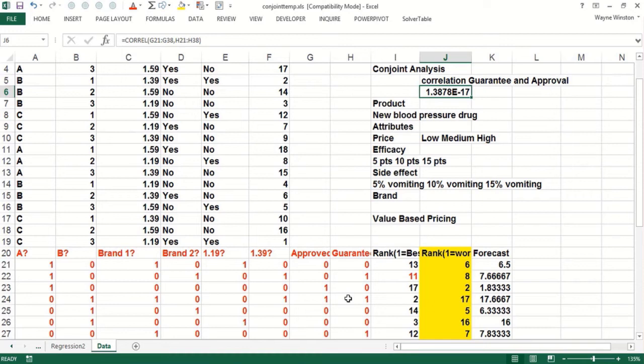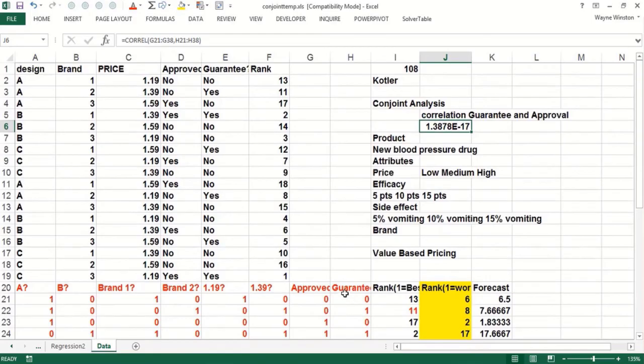Why do you want low correlations between these columns? Well, suppose every time you had an approval, you had a guarantee, and the correlation between the two columns was 1. Then you couldn't determine if the person bought because the product had a Good Housekeeping approval or had a guarantee. So in the next video, we'll run a regression and analyze it to really try and understand, given the customer's ranking of products here, and everybody could be different, what attributes really matter, and rank the levels within each attribute.